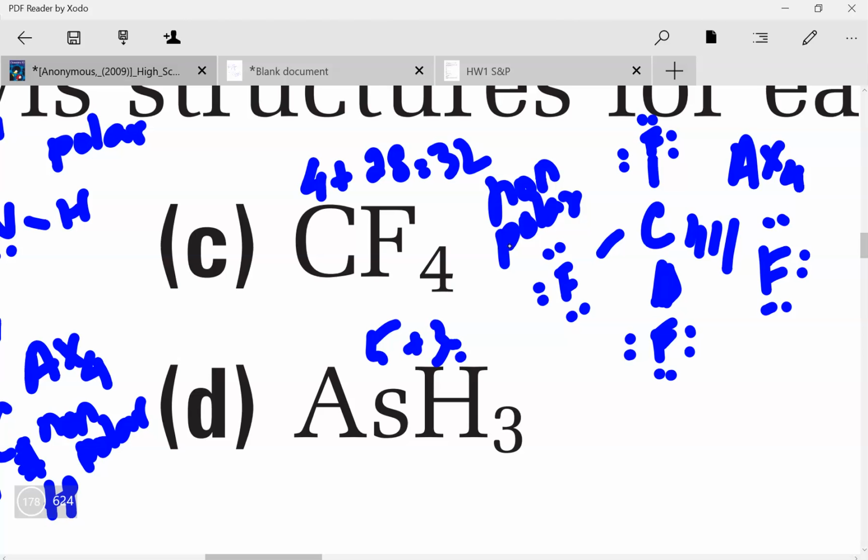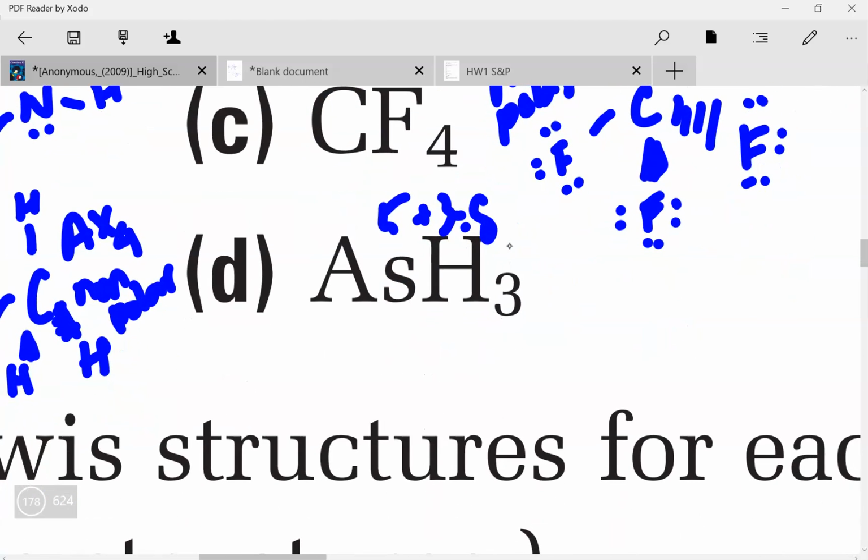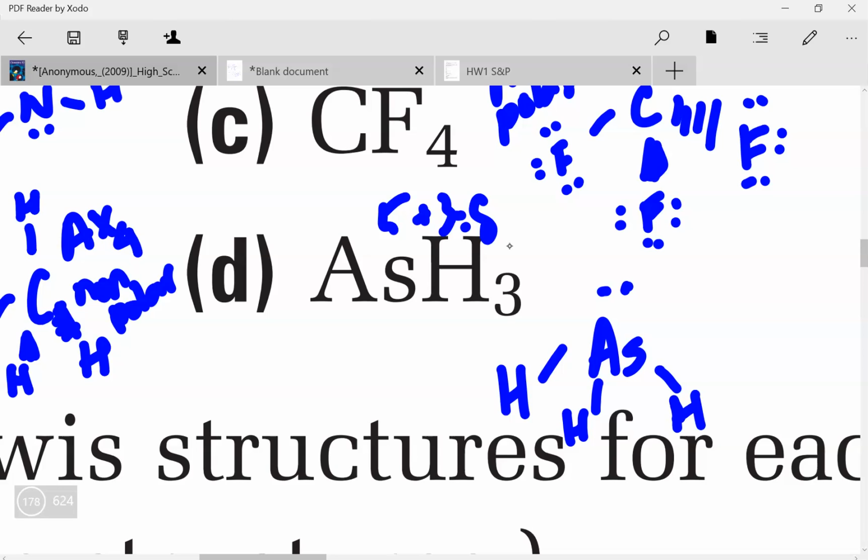5 plus 3 is 8. This is going to be pretty much the same as nitrogen. 1, 2, 3, 4, 5, 6, 7, 8 electrons I have drawn. This is again going to be a trigonal pyramidal polar molecule because of the AX3E configuration around the central atom arsenic.